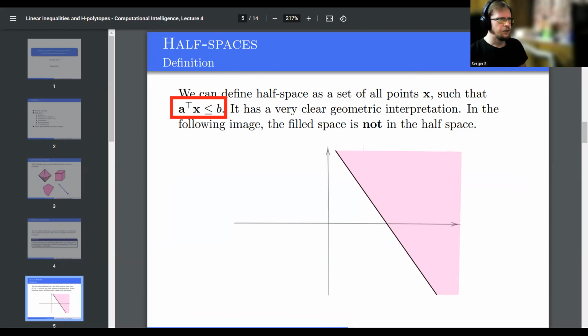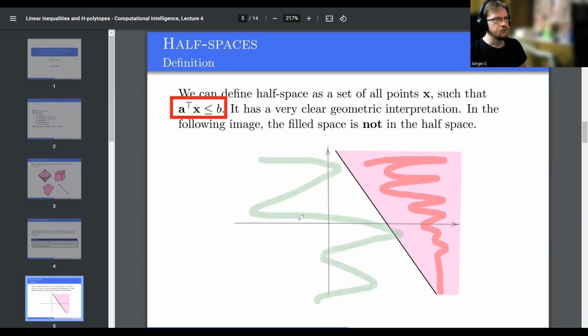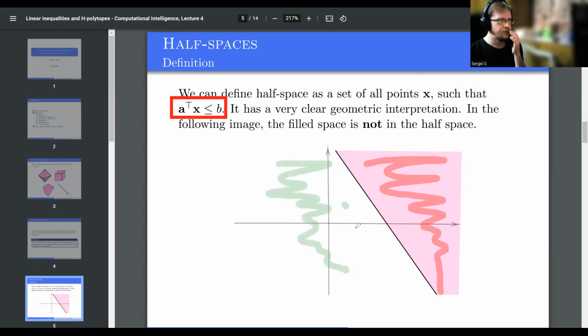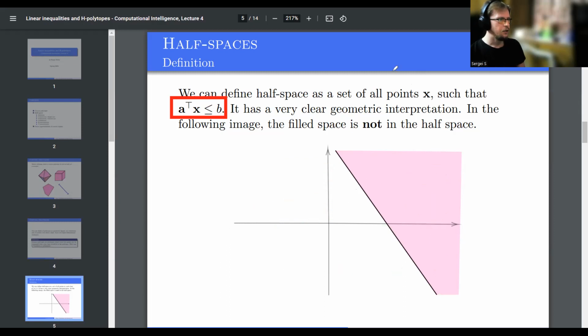Here, for example, we see that this is not in the half space. The half space is this. Those green parts, all of this, is what the half space is. What we cut off is this pink part. Good. So this is how a half space looks.